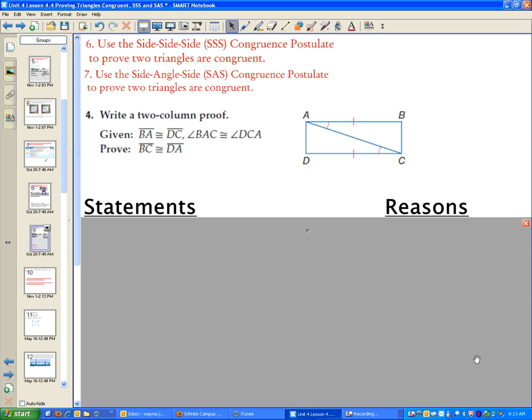So we're given that segment BA is congruent to segment DC. We're given that angle BAC is congruent to angle DCA. And then we have to prove, we're not proving two triangles are congruent this time. We're proving that segment BC is congruent to segment DA. So write down what you have to prove. I'll give you a second to get all that. Go ahead and draw your figure.